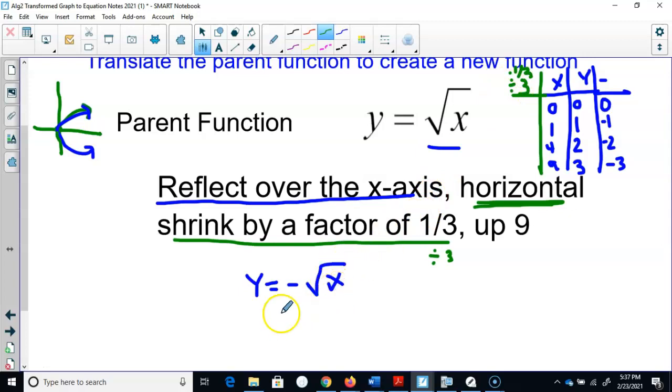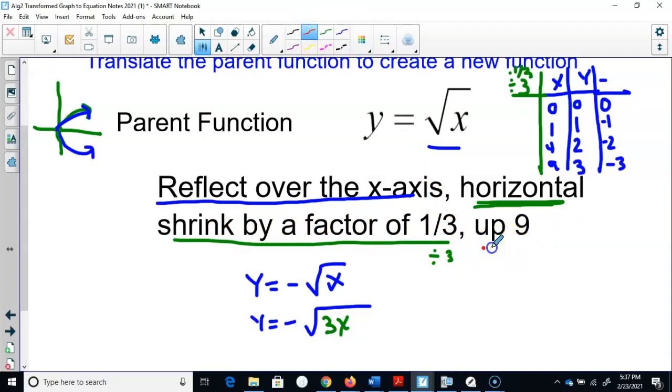So inside my grouping symbol now I'm going to put y is equal to negative, and I'm going to put it in green so I can color code it here, 3x. And now I've just taken care of that horizontal shrink by a factor of 1/3.